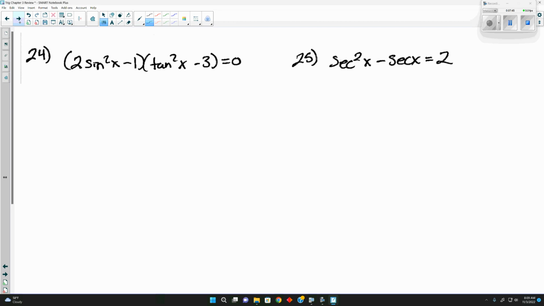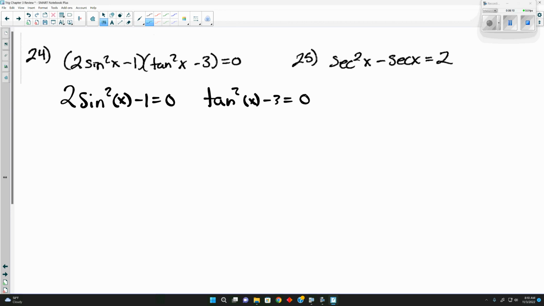Because if we look at this here, we have two things multiplied together equals 0, so one of them must be 0. We don't have to do anything. We don't have to do any factoring. So we're really saying 2 sine squared of x minus 1 is 0, or that tangent squared of x minus 3 is 0.